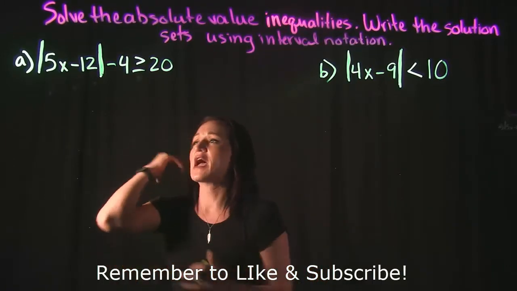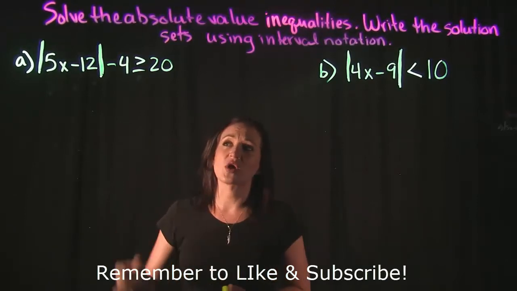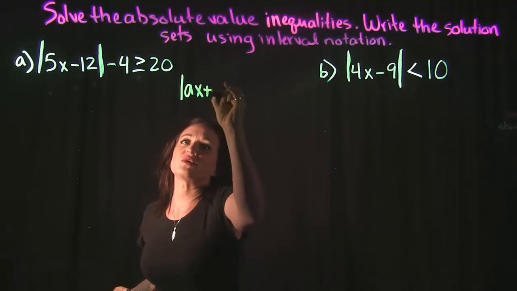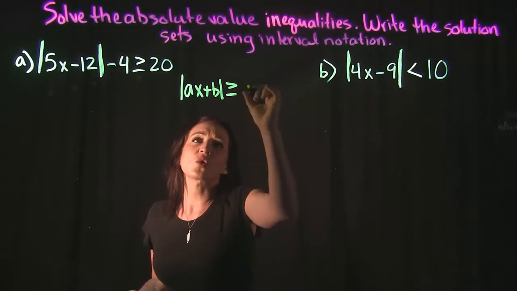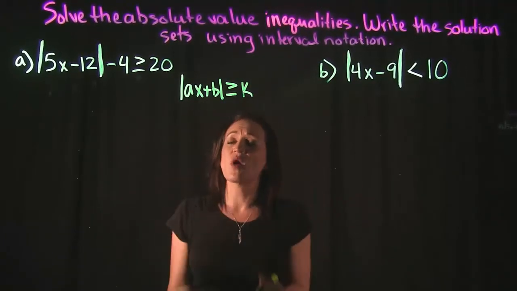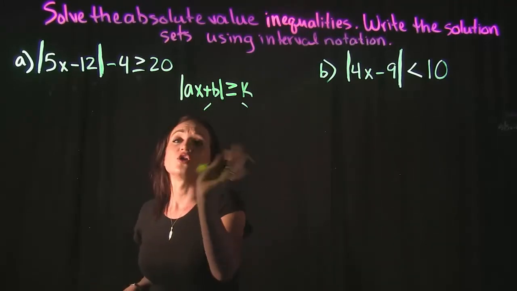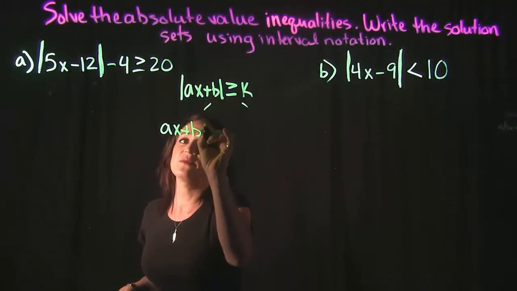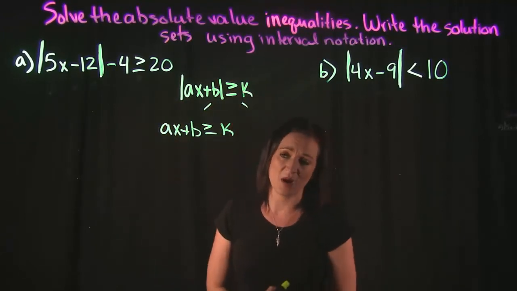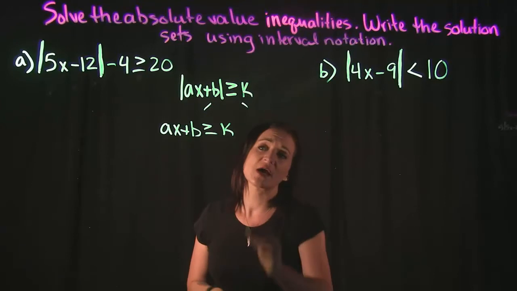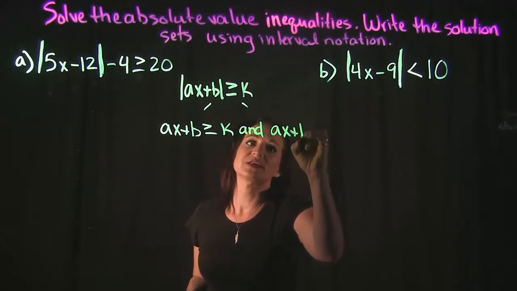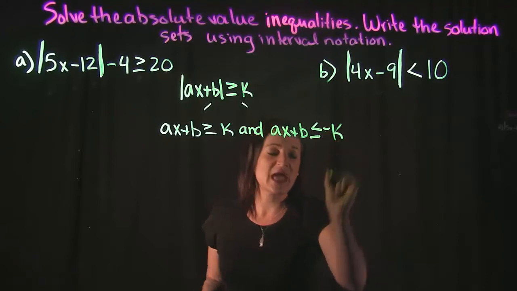So for example, with A, we have the absolute value of 5x minus 12, minus 4, is greater than or equal to 20. So this is the style that looks like this: absolute value of ax plus b is greater than or equal to some number k. This rule says that if you're given this type of problem, this is how it's going to get split. Your first inequality is going to be ax plus b greater than or equal to k. Looks exactly like what we already have, just get rid of the absolute value bars. But we're going to have a second inequality. Our next one is going to look like ax plus b less than or equal to negative k.